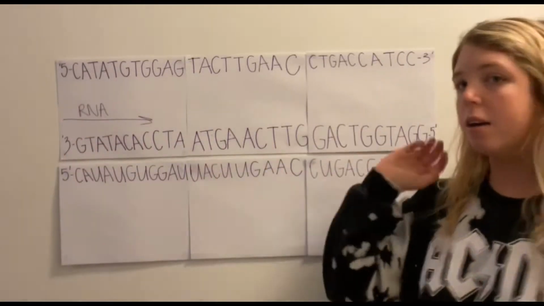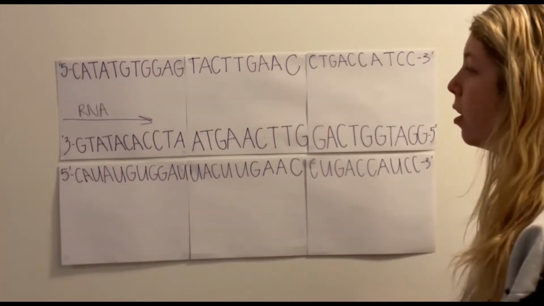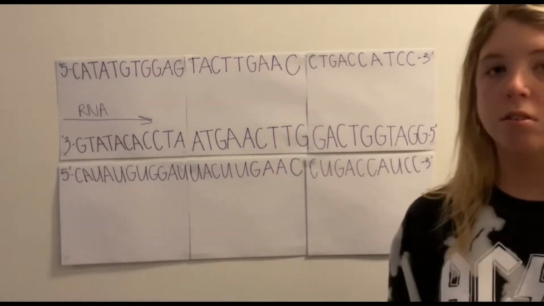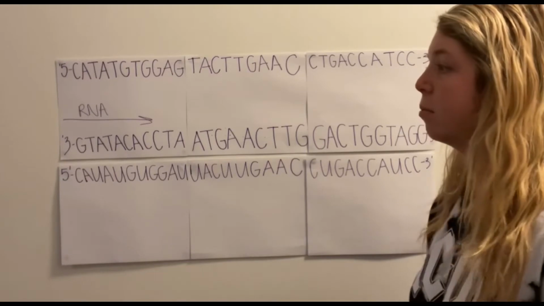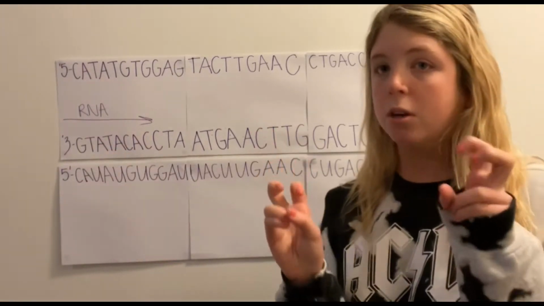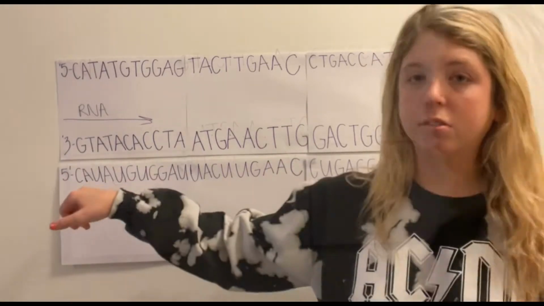So now we have done transcription, and now we have our RNA running 5 to 3. Now what you'll notice about our RNA is there are no T's. There's no thymines in RNA. They are replaced with uracil. So anytime an A goes to what you would normally go to a T in DNA, it's actually going to go to uracil.